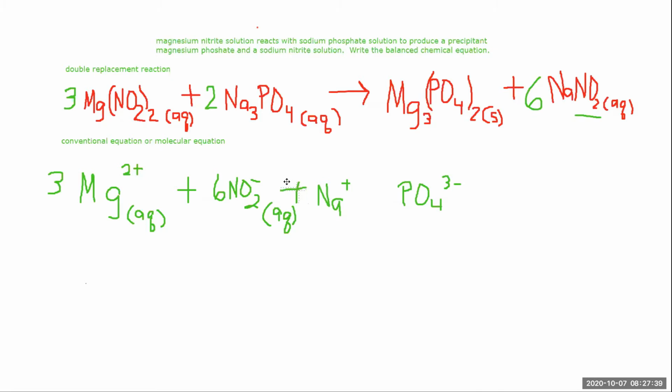So would you have 3 sodium? Well, I have 2 times the sodium phosphate. So each sodium phosphate has 3. So would I have more than 3? 6. Okay, so I'll have 6. Okay, what about the phosphate? How many phosphates will I have? Two.